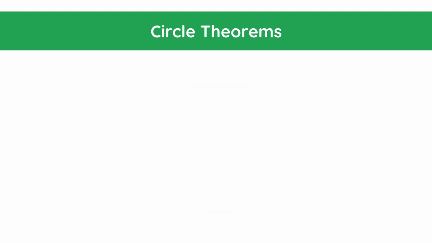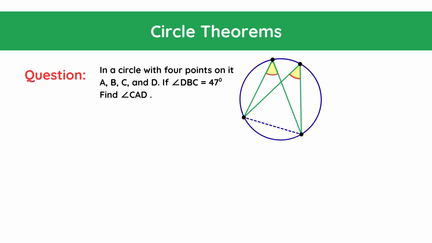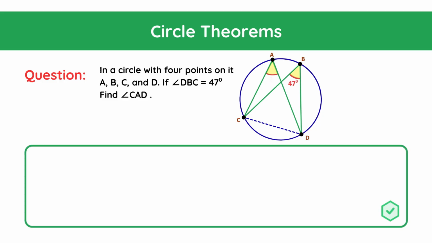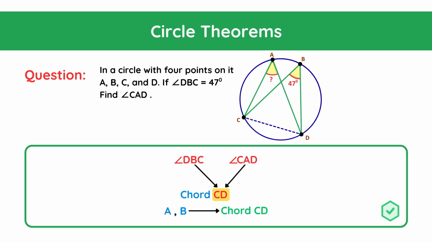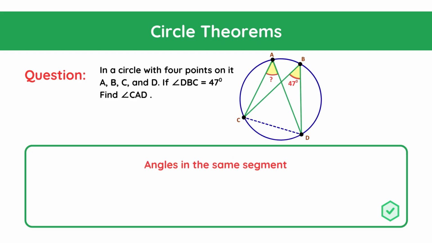Let's do an example. We have a circle with 4 points on it, A, B, C, and D. The angle DBC is 47 degrees and we need to find the angle CAD. Both of these angles are standing on the same chord CD and the points A and B are on the same side of that chord. So they are angles in the same segment.